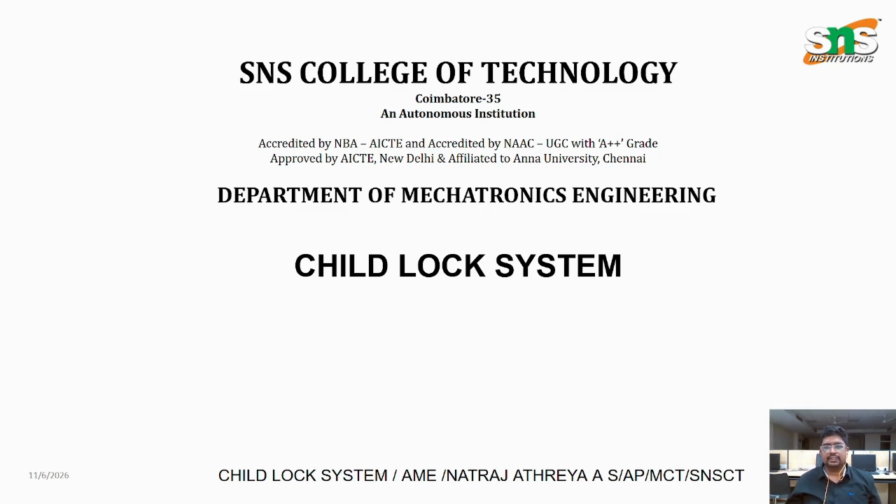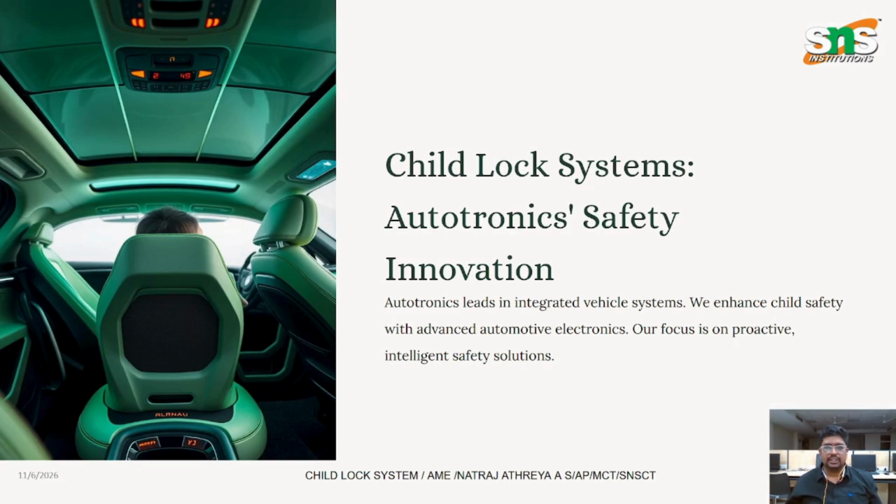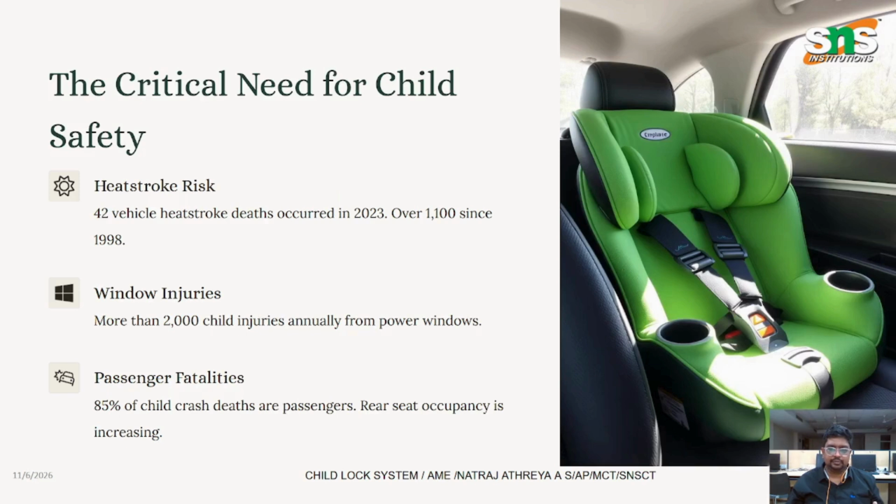In this lecture series, we have been looking at the components of ADAS systems. In this video, we'll look at the child lock system. The child lock system is a part of an autotronic safety system. Autotronics are part of the integrated vehicle system which tries to automate vehicle safety. This child lock system predominantly focuses on the safety of children, most probably in the back seat.